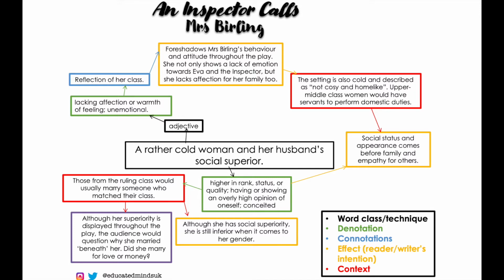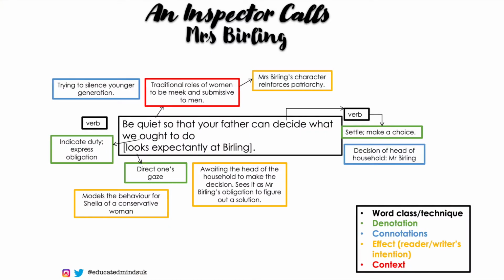She uses it to still uphold the patriarchy, which goes nicely on to our next quote we picked. She says, "Be quiet so that your father can decide what we ought to do." And then the stage direction says, "Looks expectantly at Birling." So I think that leads to this idea of her upholding the patriarchy. She's very much telling Sheila here to be quiet and listen to what the man has to say. She's giving this order to Sheila to be quiet.